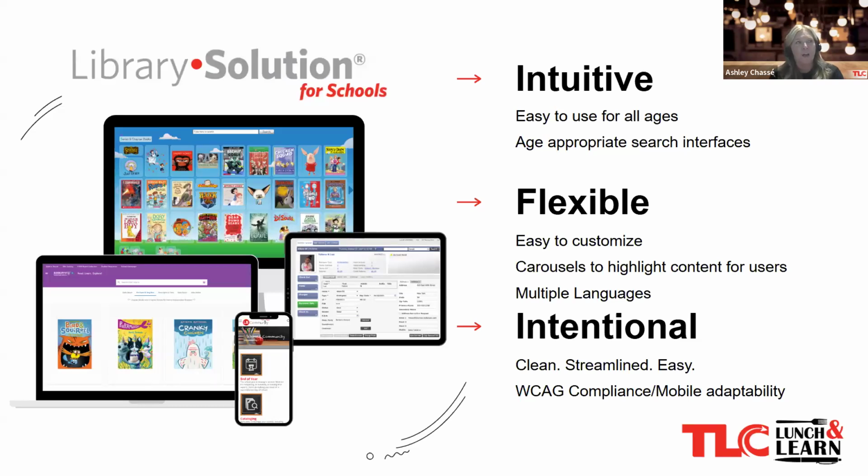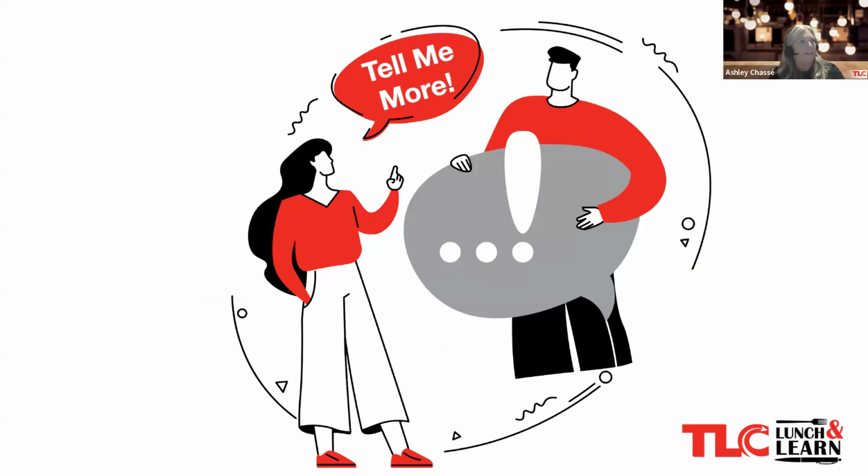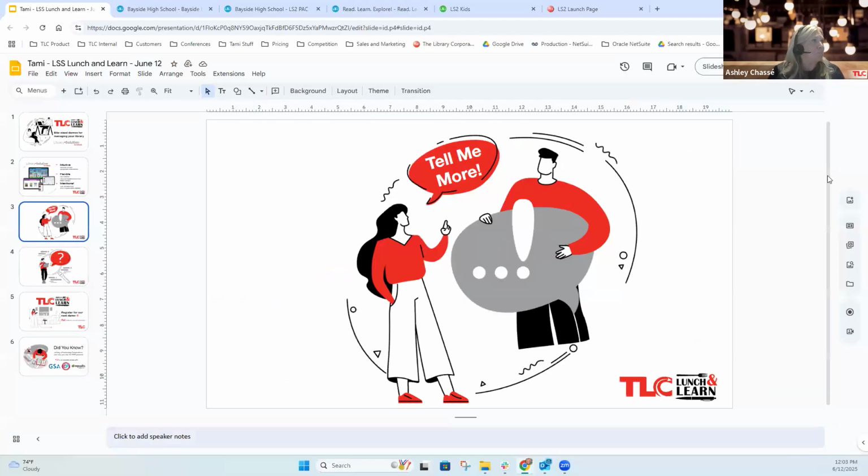Some of the things we're going to talk about is ways that you can customize the system, and that needs to be something that's easy to do because librarians don't have time to be changing things. They need to be working with the kids and working with teachers. So I'm going to show you just little bits, like I said, basically teasers. If you want more in depth, let us know. We are always happy to share more information with you. So let's get into the system.